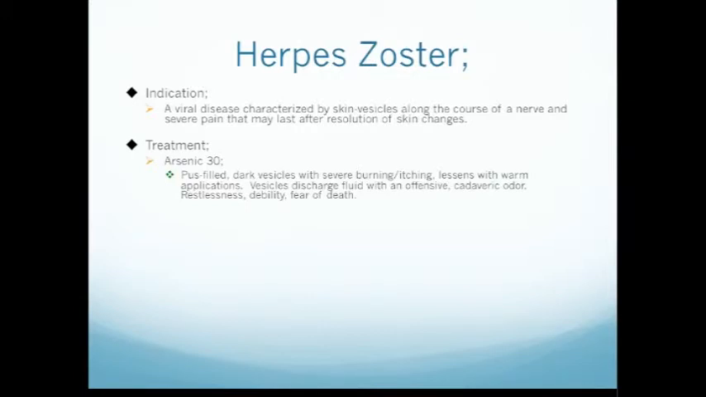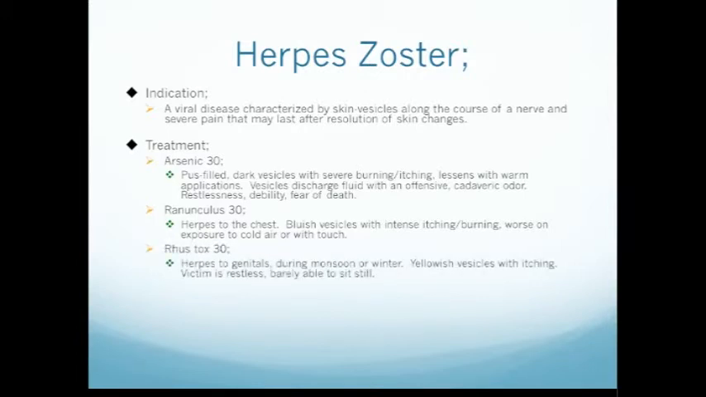The vesicles may discharge fluid with an offensive cadaveric odor. There may be restlessness, debility, and fear of death. Ranunculus 30 is good for herpes exposure, herpes to the chest. There will be bluish vesicles with intense itching, burning, worse on exposure to cold air or with touch.